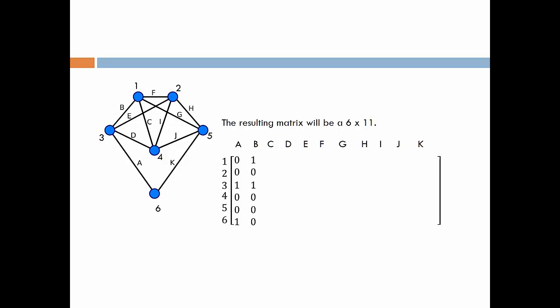So I believe you can construct the rest of this matrix. Do you agree with the third column? There are 2 ones, and edge C is incident to vertex 1 and vertex 4.